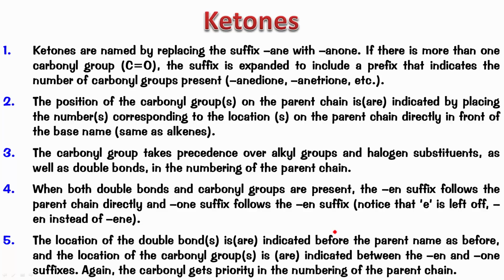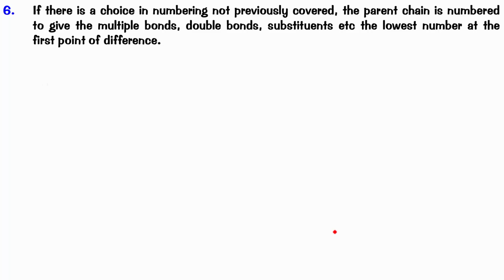If there is a choice in numbering, you get same numbers on either side, then the logic goes by this: if there is a choice in numbering not previously covered, the parent chain is numbered to give the multiple bonds, double bonds, substituents, etc. the lowest number. So if you're going to get the ketone the same number on either side, start from the end where the multiple bonds or the double bonds or the substituents, in that order, get the lowest possible number.